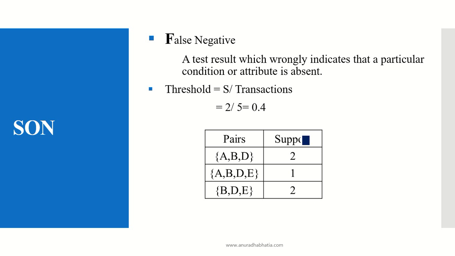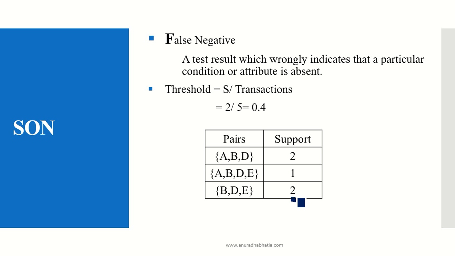Now this is a table which is an output of the multi-stage PCY algorithm with a support of 2. If you see in this PCY multi-stage output, ABD occurs twice, ABDE support is 1 and BDE support is 2. But my support threshold was given as 3. So as a result, what happens? Even though I have supports of 2, 1 and 2, I say these item sets are not existing. So it is falsely indicating that they are absent.